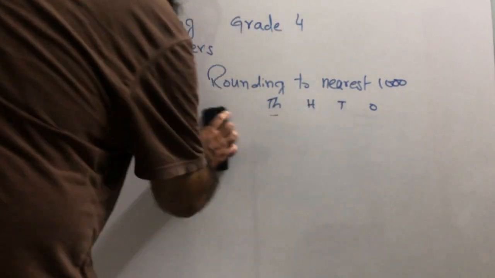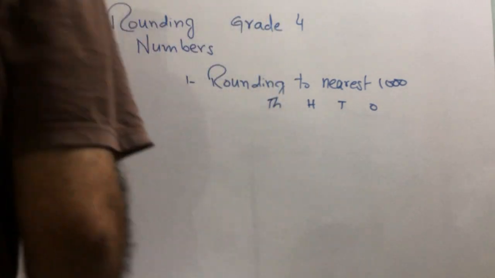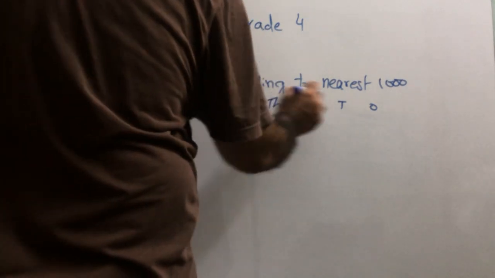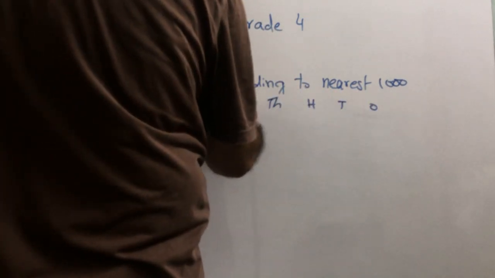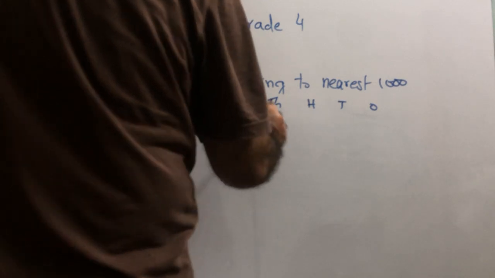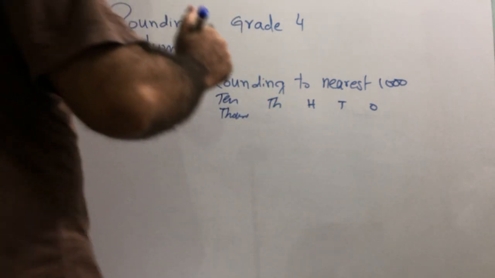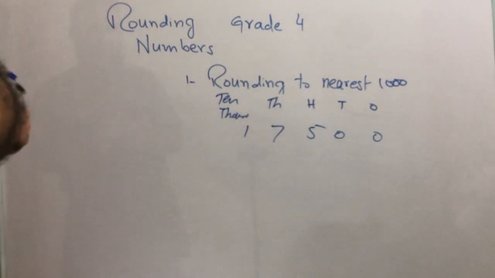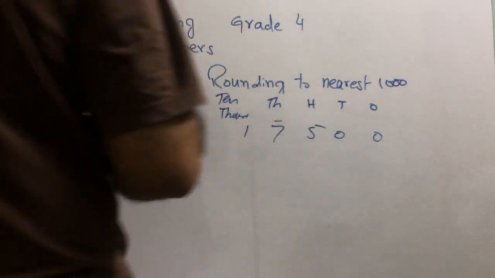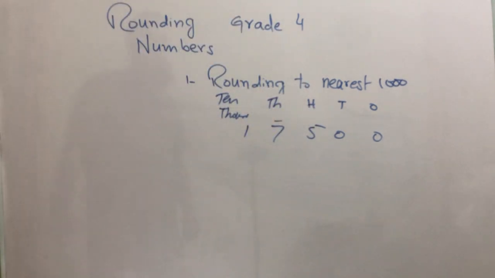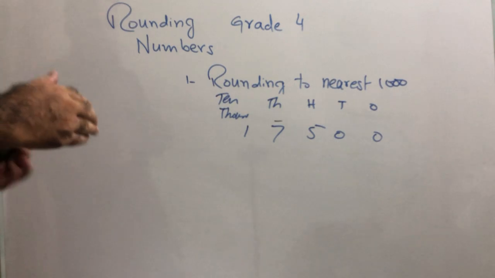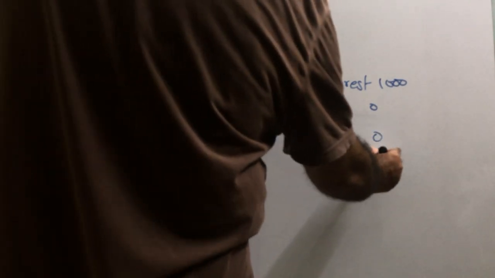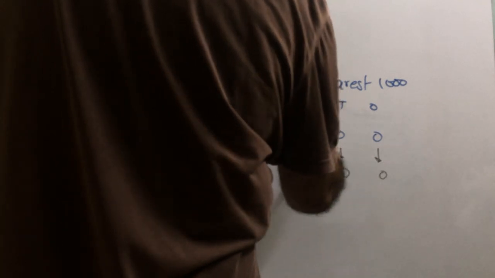Now we move ahead with more examples to provide more clarity. Another is 17,500: ones, tens, 100, 1000, 10,000. So the number is 17500. We need to round it to nearest 1000. This is the 1000 place. Mark it here so that it is in your mind that we are going for rounding to nearest 1000. The very first action is that all the digits on the right side of the 1000 place become 0. This is the first action.